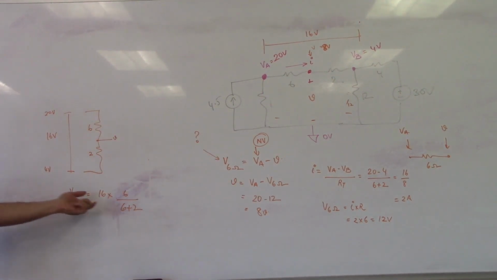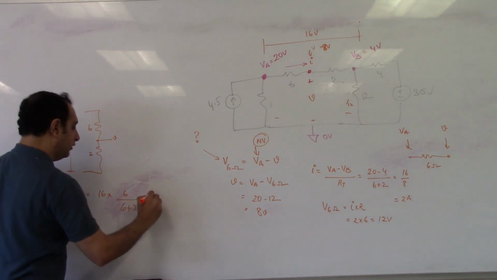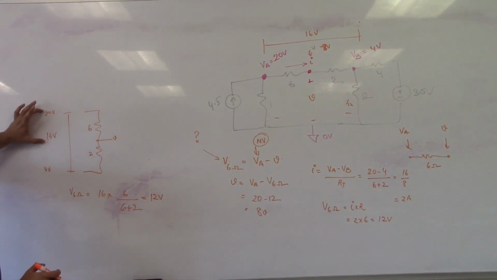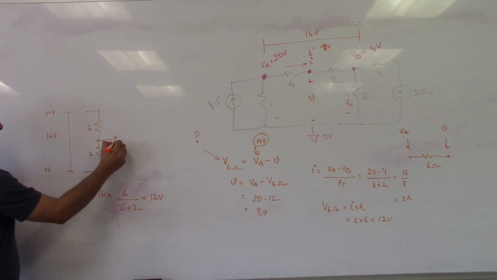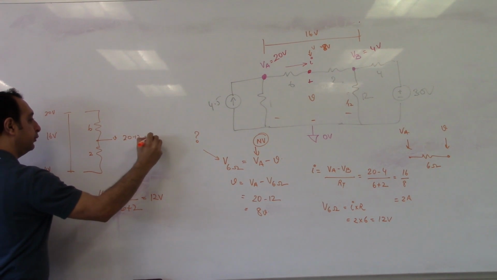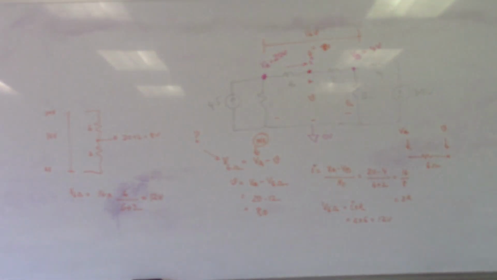Total voltage times the individual resistance divided by the total resistance, right? So this will be 12. So if this has got to be 12, what will be the voltage here? This will be 20 minus 12. And this way it works.